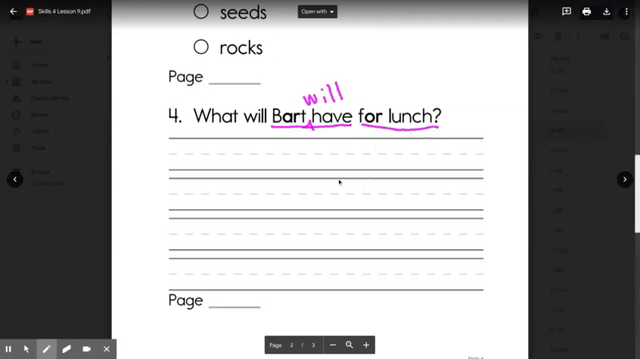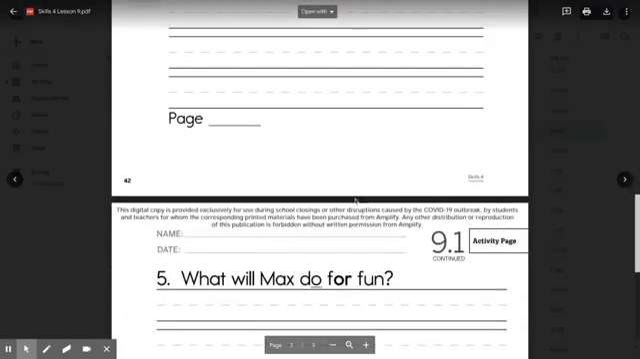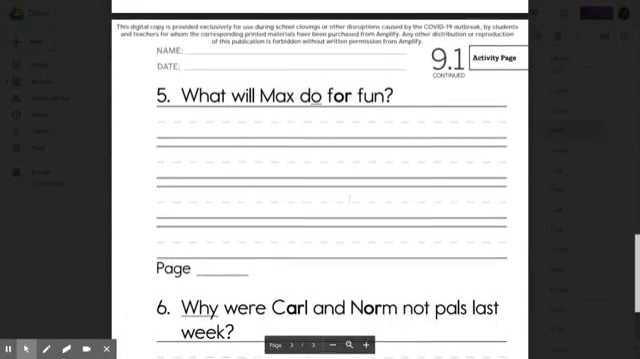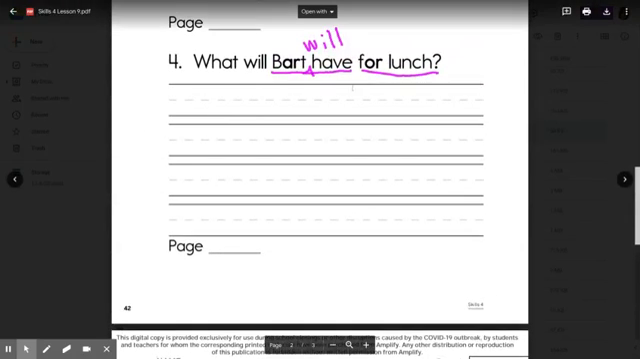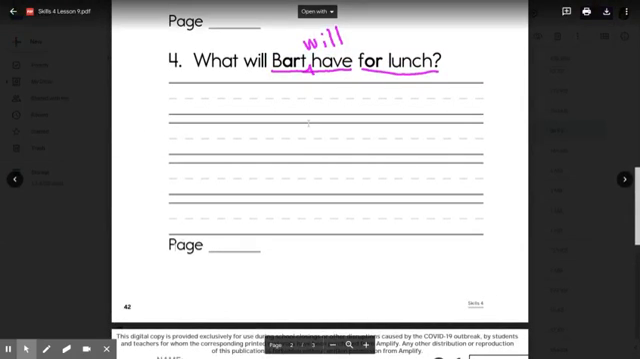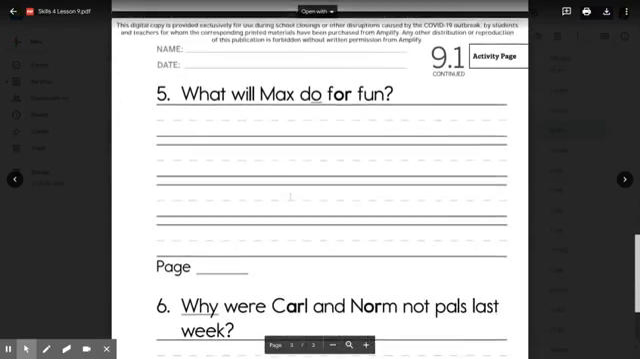I want a complete sentence on those. We don't want to be lazy bones Jones just because I'm not there in person with you. Okay. And don't forget the page number on that. What will Bart have for lunch? Bart will have blank, and you need to give me the page number.